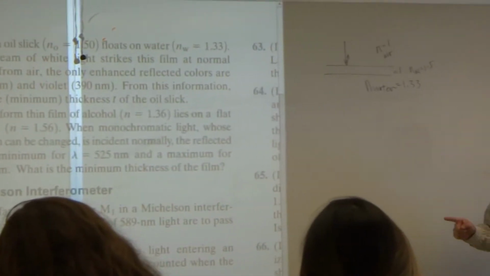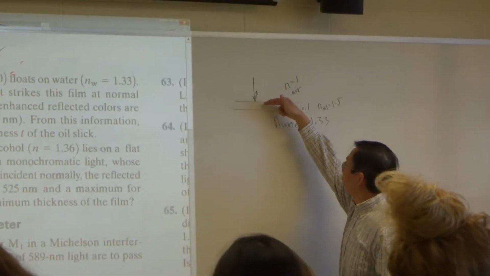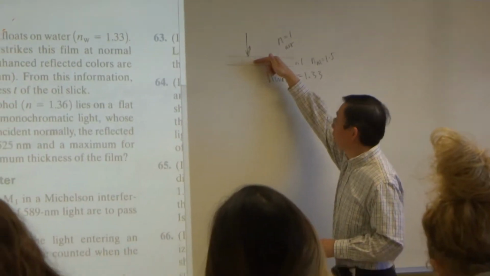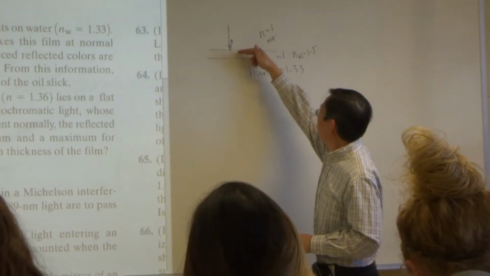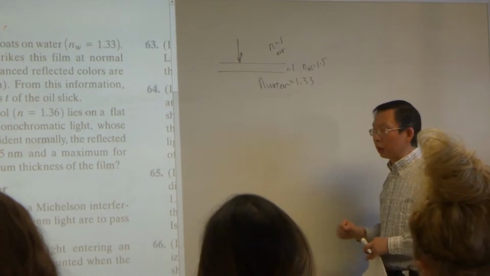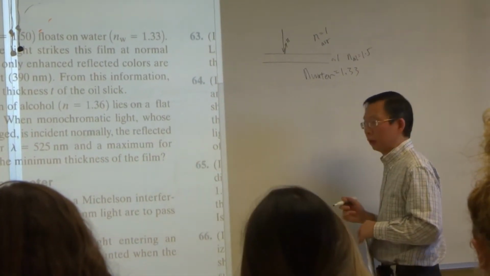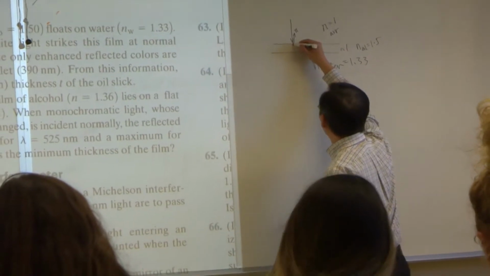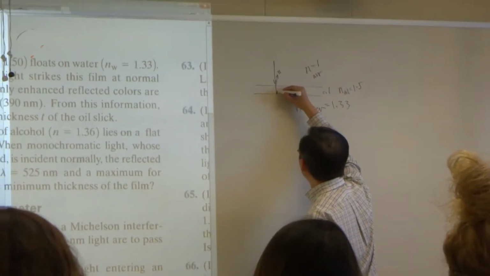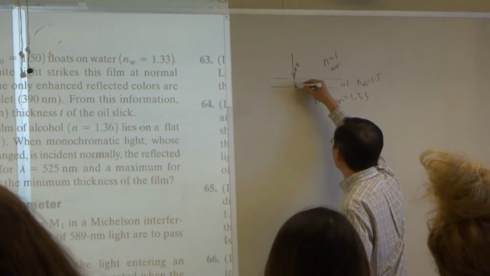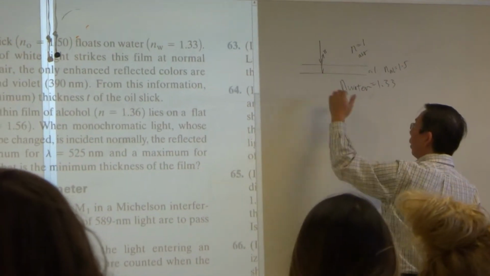There's a pi shift from low index reflected by the interface from the high index. So there is a pi shift here for the reflected light. Then the light gets into the oil, then is reflected at the second interface, the second interface between the oil and the water.